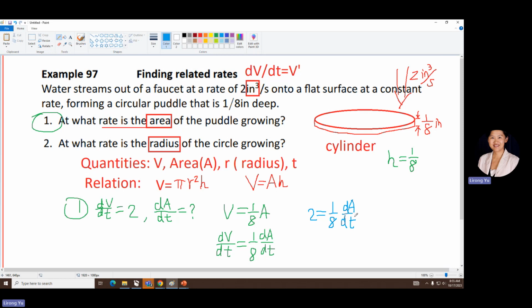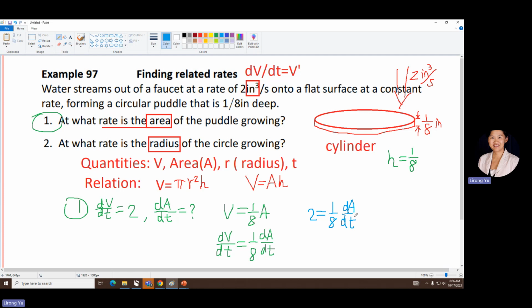Think of dA/dt as a single thing that we're trying to find. You don't have to think of it as division. That's not a division, that's just a notation. If writing it as a division notation confuses you, you can rewrite it as A prime. It really is 2 equals 1/8 times A prime. Now we're trying to calculate A prime, dA/dt, A prime, same thing.